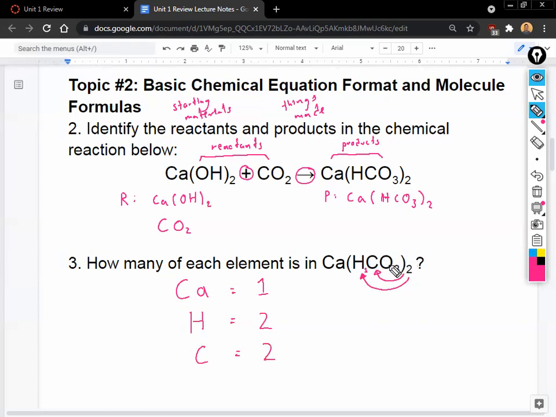And then lastly, oxygen, there's a 3 next to it, but it's inside the parentheses with the 2. So you're going to have 6 oxygens. Okay, so 1 calcium, 2 hydrogens, 2 carbons, and 6 oxygens. And if you're able to get that on your own, you should be in pretty good shape for reading the molecule formulas. It's not going to get much harder than that on the exam. Okay.